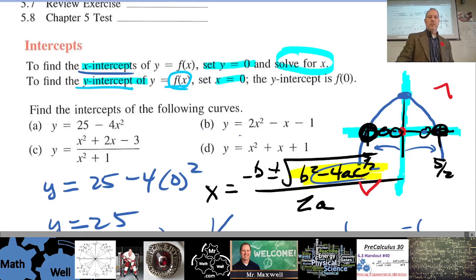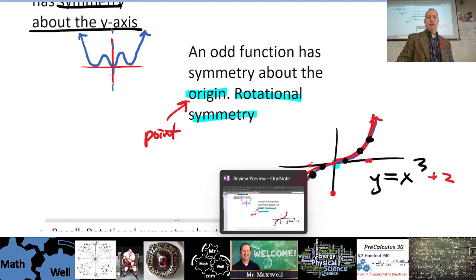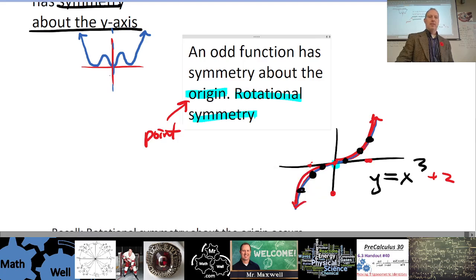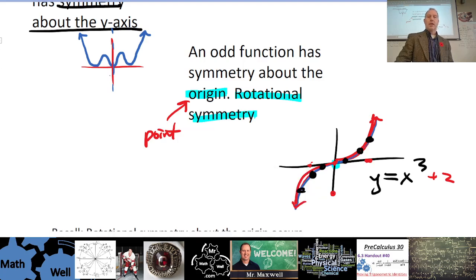Okay, so those are the 2 main things I want to talk to you about in the review and preview: intercepts and symmetry. That's going to be important. Any questions about that?